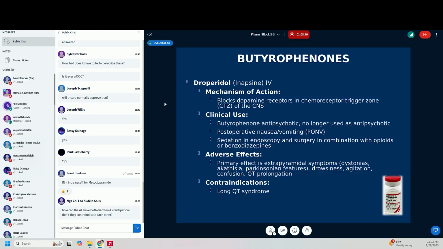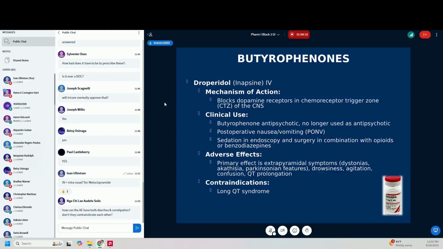So post-operatively, you can use it. You see that we don't use it anymore for the antipsychotic effects, so just making sure that you're realizing post-operative nausea and vomiting. We can also use this for very minor procedures if we were trying to sedate someone with a benzo. So we would use this to kind of just knock them out, so to speak. And the reason why we're able to use it for that is because I can have drowsiness as an adverse effect.